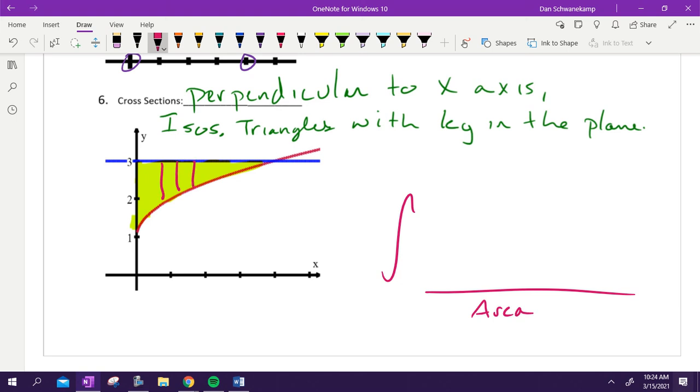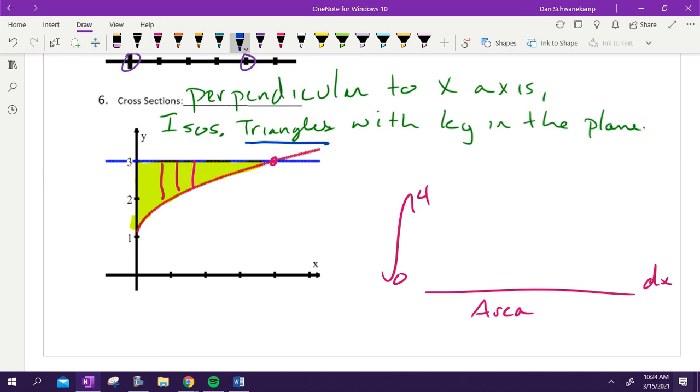I am perpendicular to the x-axis. So if I'm perpendicular to the x-axis, is this a dx or a dy? dx. What are my bounds going to be? 0 to 4. That's where they intersect.